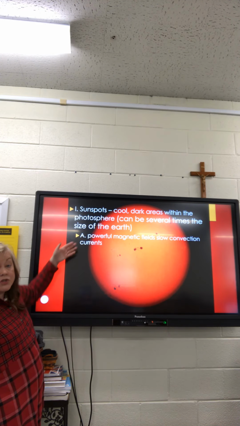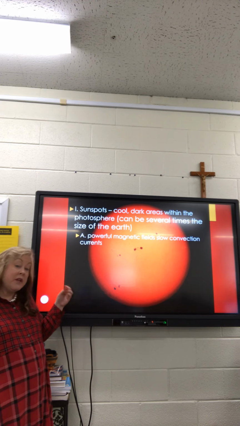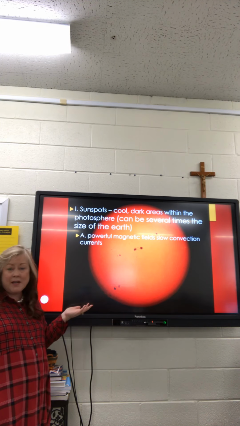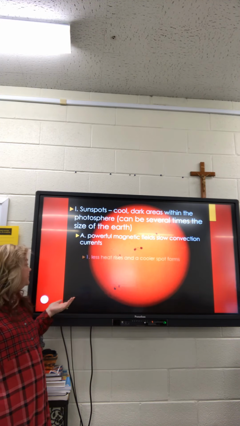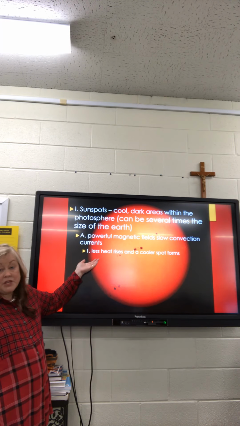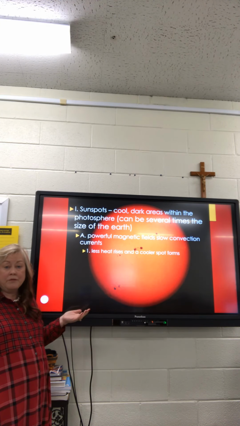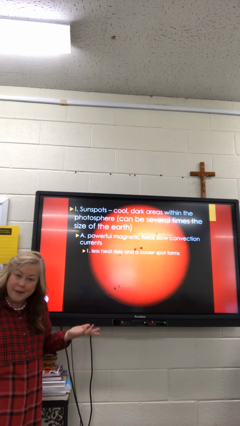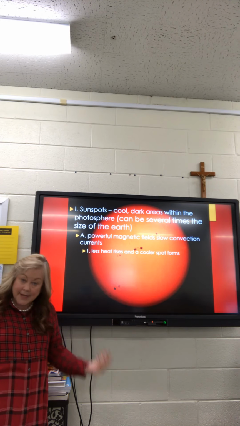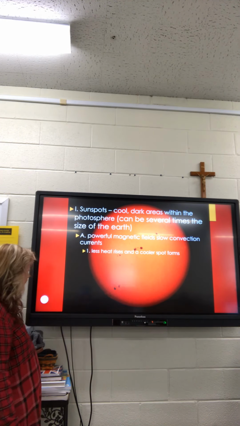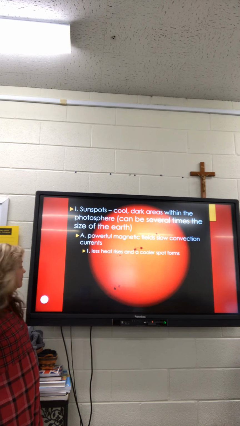Powerful magnetic fields are slowing down convection. When convection is slowed, not as much heat rises. With not as much heat rising, a cooler spot forms. The cooler spot is called a sunspot. Ta-da!